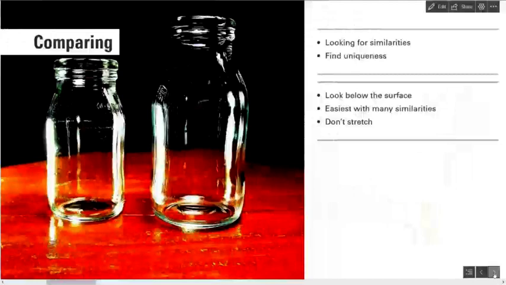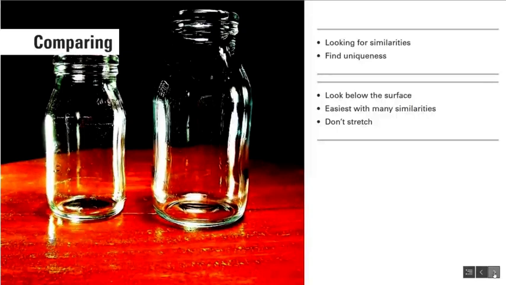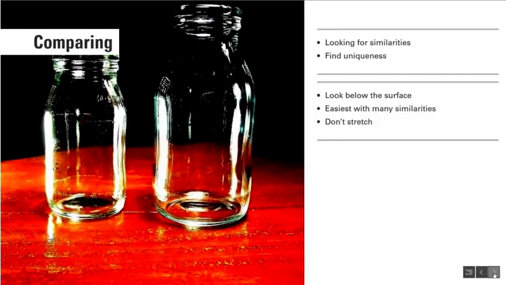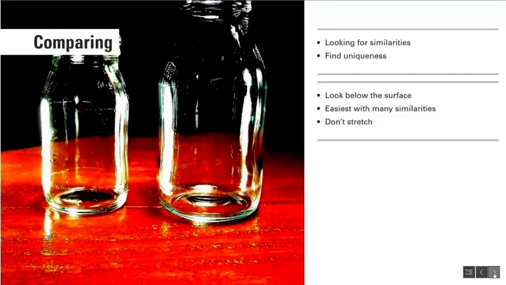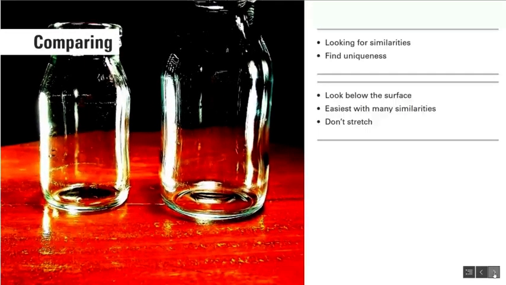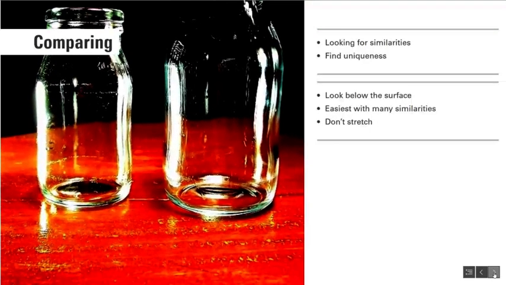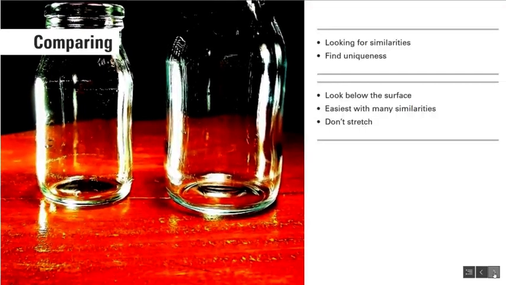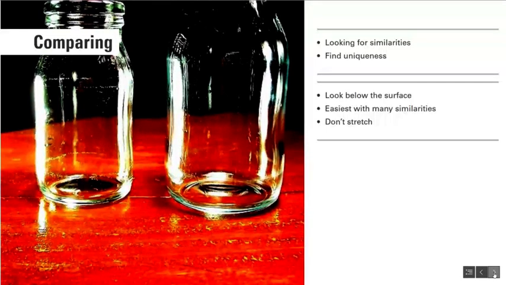So to begin, comparing. I know that all of you know what comparing is. It's just looking for the similarities of things, the things that are the same between objects. So look at this picture of these jars. They are both glass. They both look like they had lids. They're both clear.